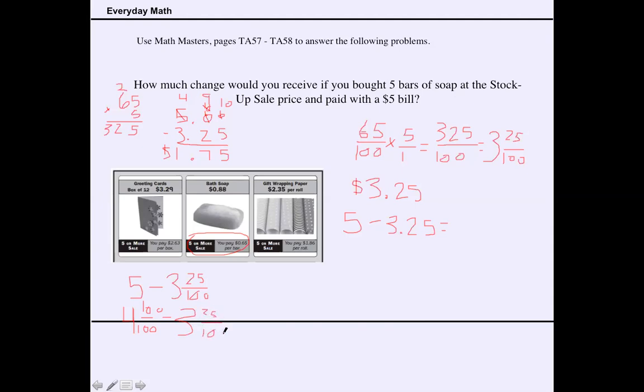minus 3 and 25 100ths. So now 4 minus 3 is 1. 100 minus 25 is 75. I keep my denominator the same. So 1 and 75 100ths, which equals $1 and 75 cents, or 75 out of the 100 cents that make up $1. That's our answer. That's how much change we'll get if we paid with $5.